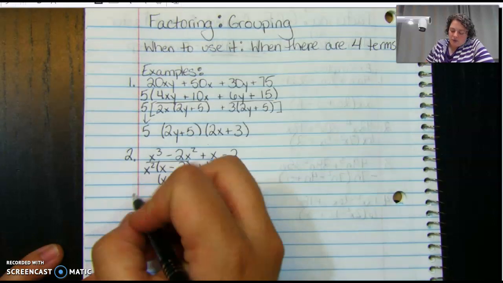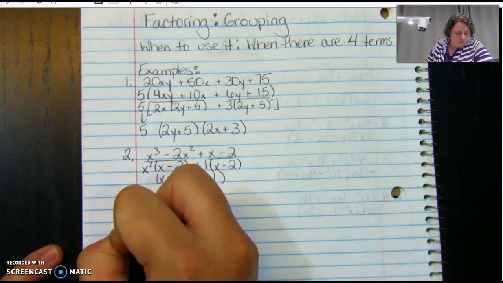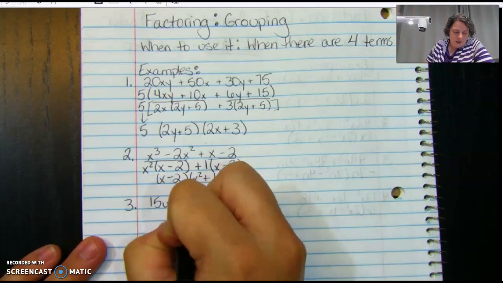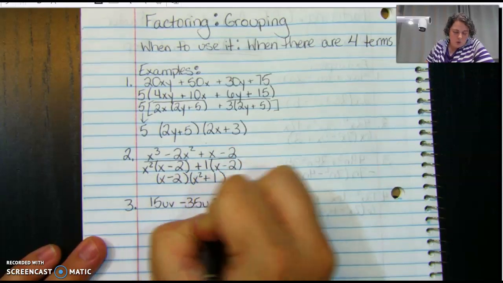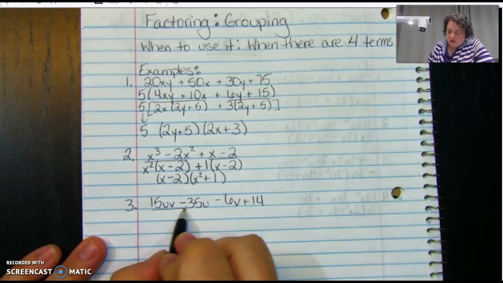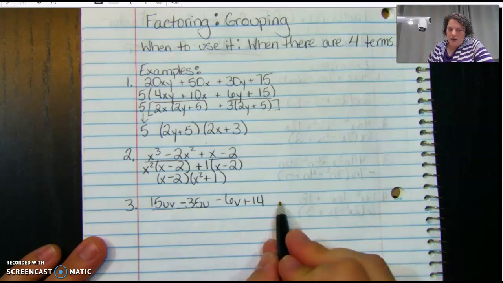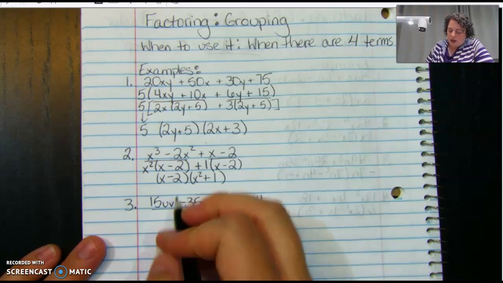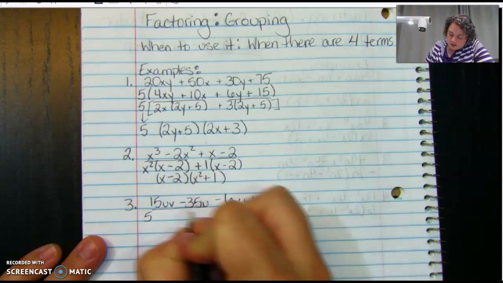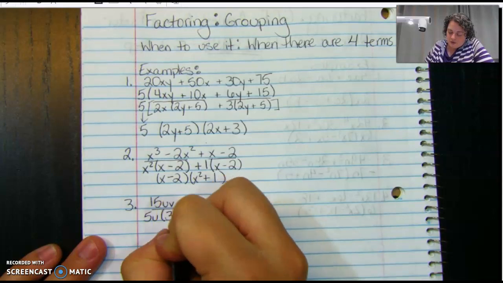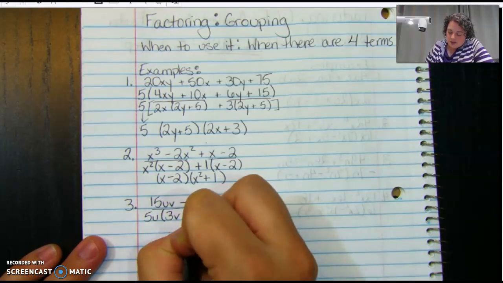All right, number 3 example. 15uv minus 35u minus 6v plus 14. Okay? First of all, do they all have anything in common? Greatest common factor? No. So these two together, they can both be divided by 5, and they also both have a u. So if I do that, I'm going to be left with 3v minus 7.